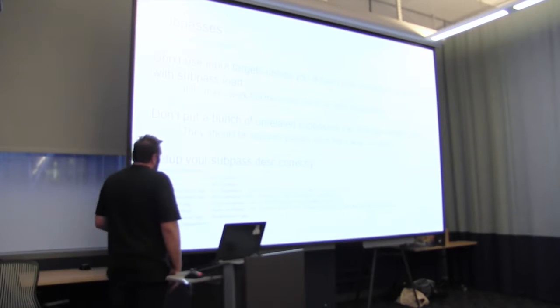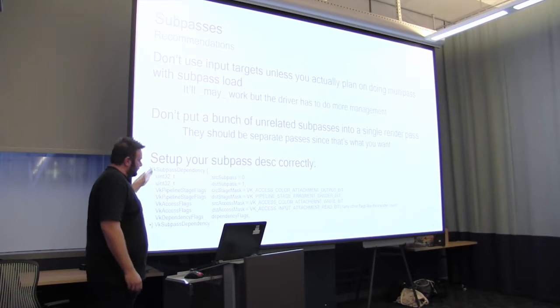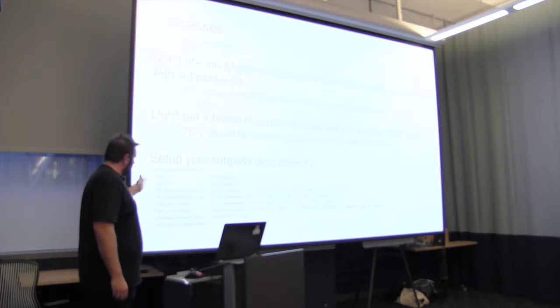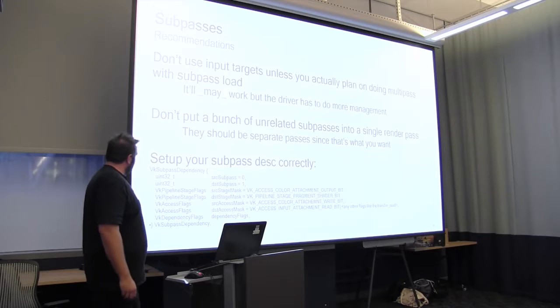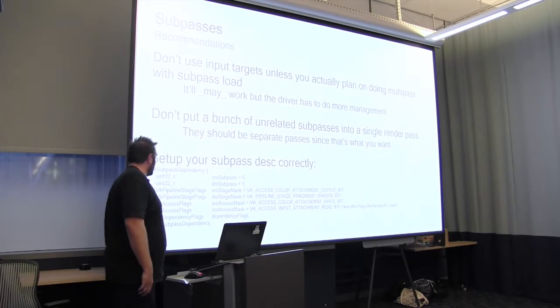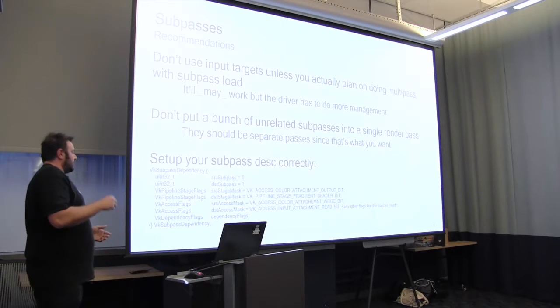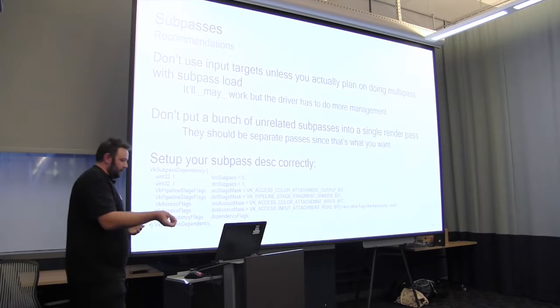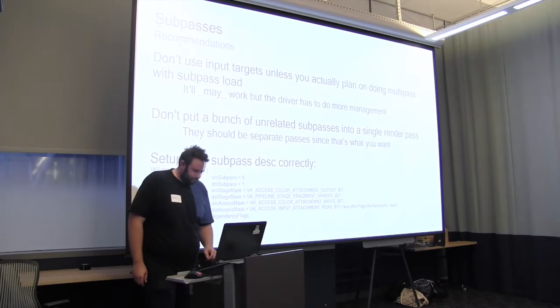And also set up your subpass descriptor correctly. Hopefully this will be online so you'll be able to see it. But these are the properties that you actually want to set up with your subpass dependency, so you'll correctly read from the input attachment and write out to a new color attachment.